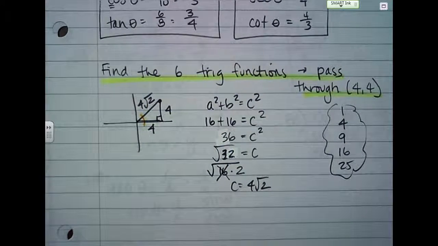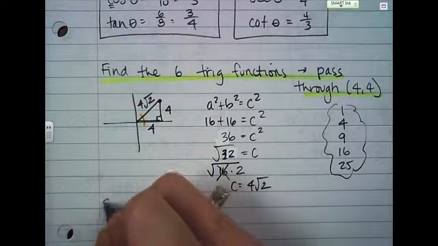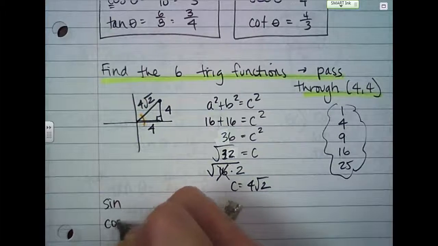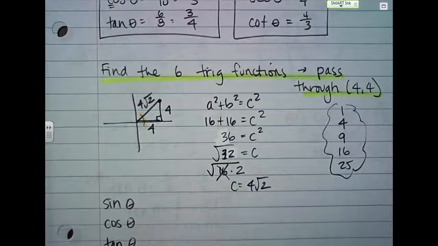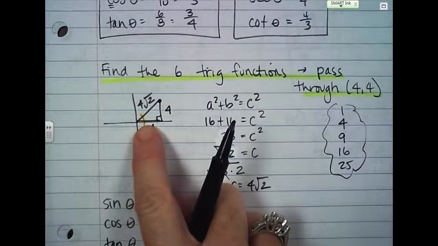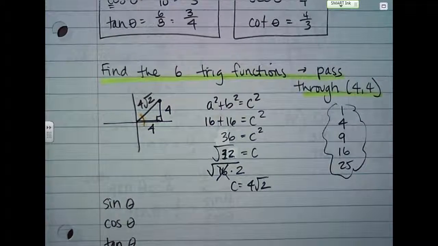Okay? Now then, the directions were find the 6 trig functions. Sine, cosine, tangent. We're calling it theta because we don't know how big the angle is. All we know is it's under 90 because it's acute. It's in quadrant 1. Alright, sine, the directions for sine were opposite over hypotenuse.